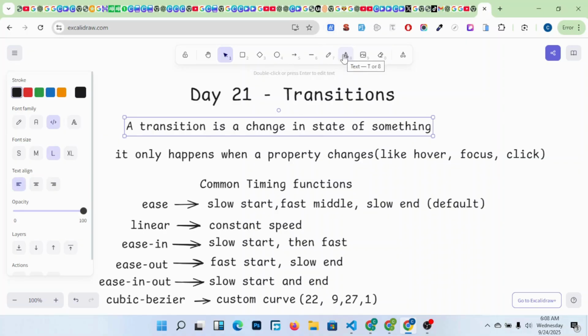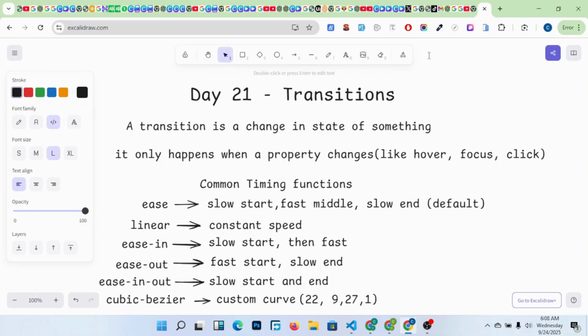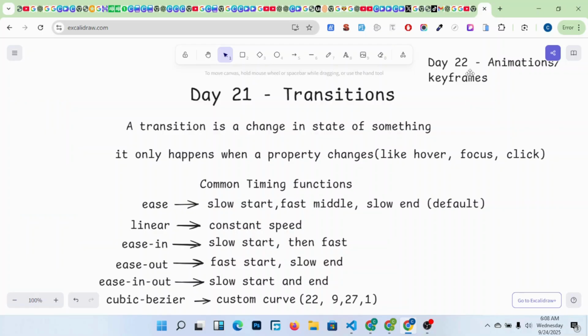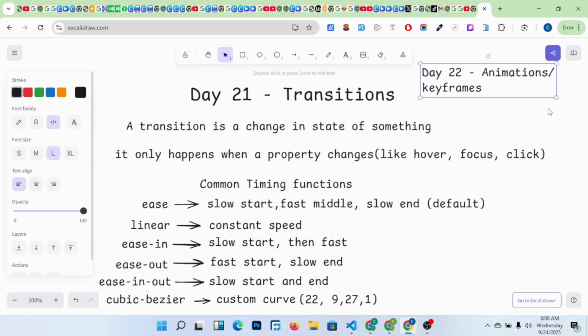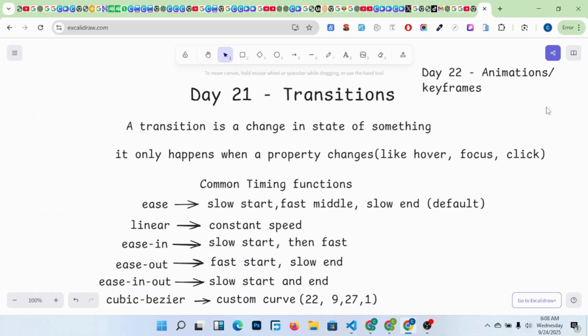But right now, before I can go into that, on day 22, which is tomorrow, we are going to look at a new topic which is called animations, which I can also call keyframes. So members, don't miss out this coming topic tomorrow. We are going to look at animations and keyframes in tomorrow's class. Don't miss it out.